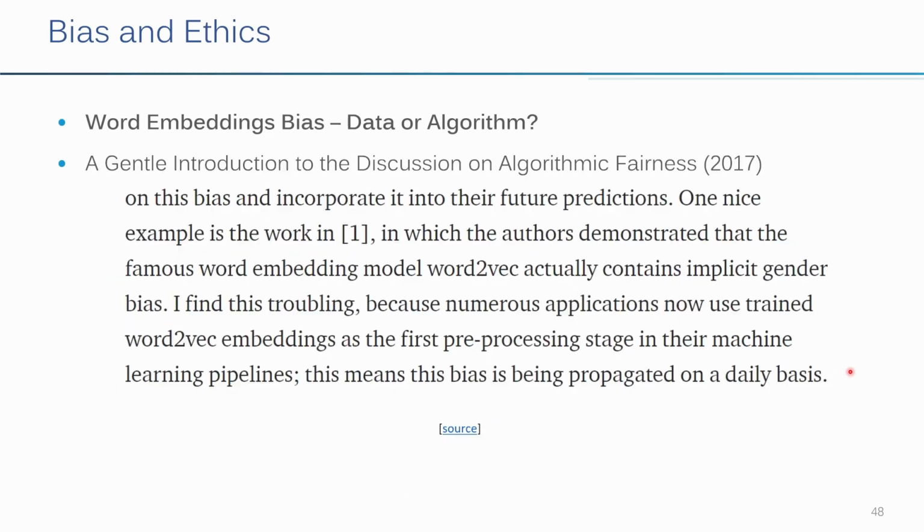And here we have one nice example of this work, in which the authors demonstrated that the famous word embeddings model Word2Vec actually contains implicit gender bias. I find this troubling because numerous applications now use trained Word2Vec embeddings as the first pre-processing stage in their machine learning pipelines. This means this bias is being propagated on a daily basis. And this is actually quite true if you look at the data perspective. If you look at the algorithm perspective, it's a bit different, and this is worth the discussion.